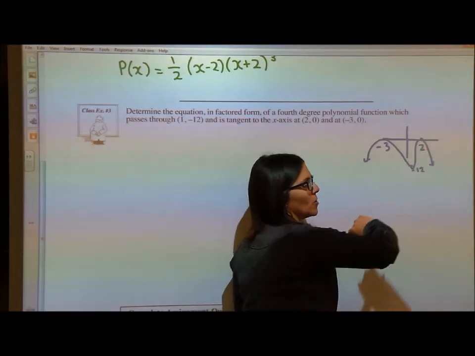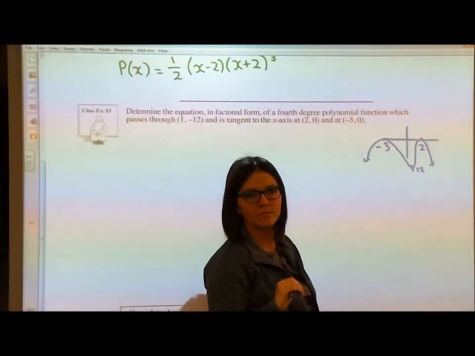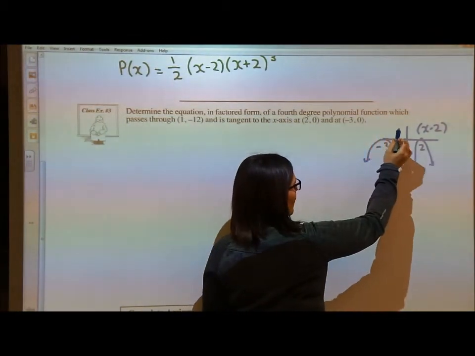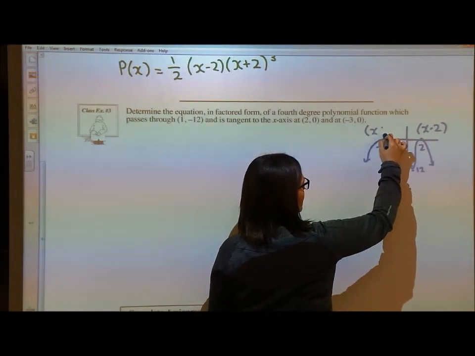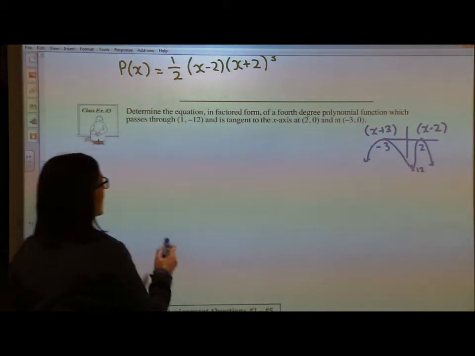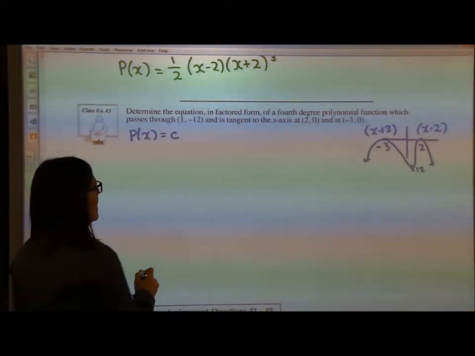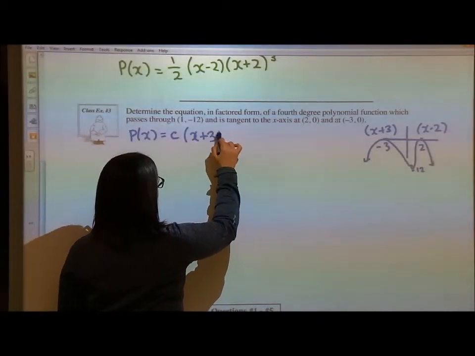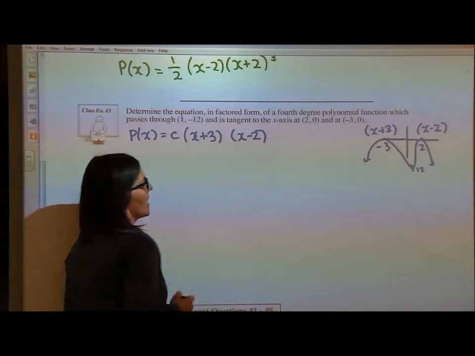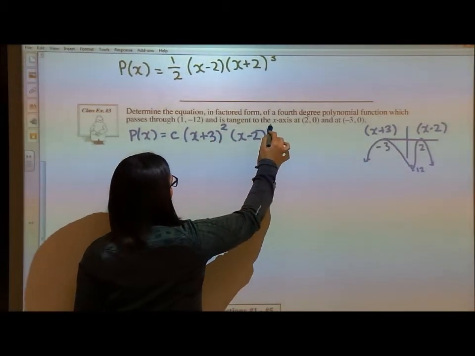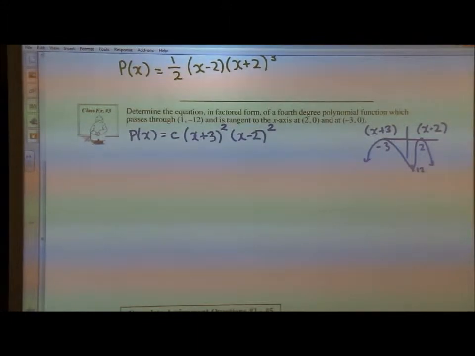So my 0 of 2 gives me a factor of x minus 2, and my zero of negative 3 gives me a factor of x plus 3. So then P of x is the leading coefficient of c, and then I have x plus 3 and x minus 2. If they are tangent, what is the multiplicity? 2. And will the 2 2's give me a 4th degree polynomial? Yes. So now I have my factor form.